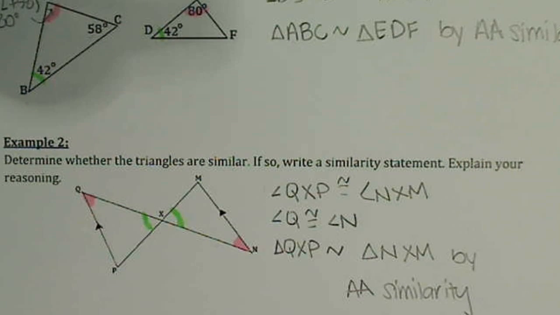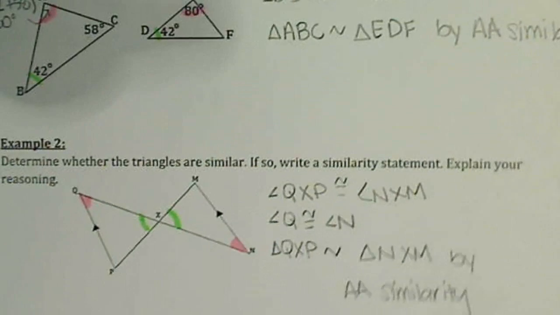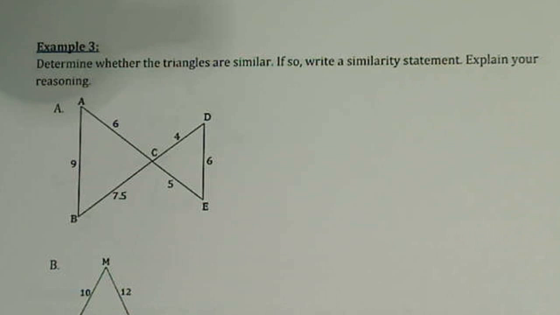Awesome. Let's try the next page. Example number 3. I need to decide whether these triangles are similar. So same kind of thing, but now I don't have any angles. So I'm going to be using either side, side, side, or side, angle, side. Since letter A has no angles, I'm going to be looking at their sides, seeing if they are proportional.